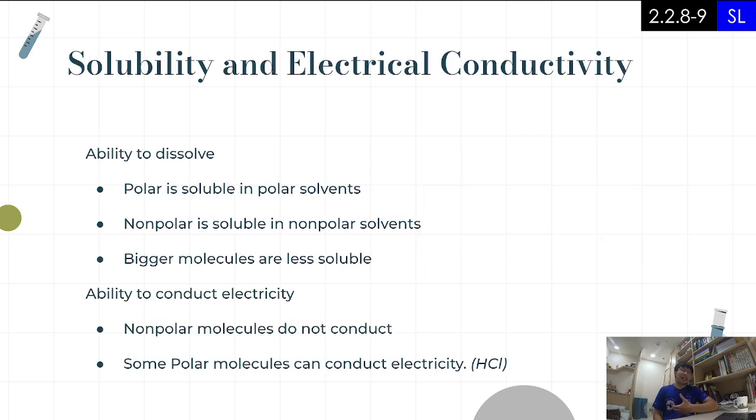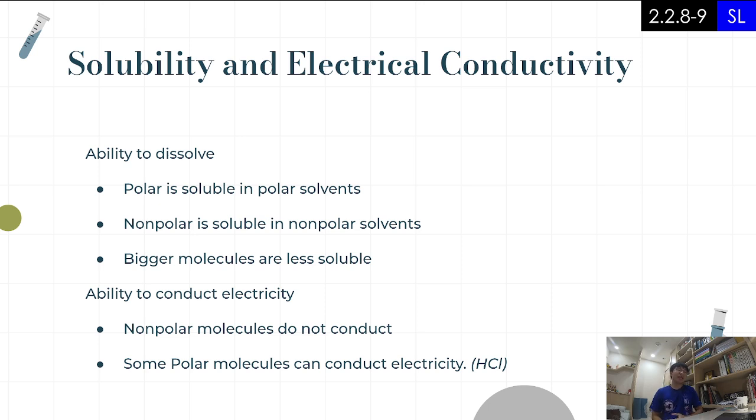About solubility and electrical conductivity: polar molecules are more soluble in polar solvents, and nonpolar molecules are soluble in nonpolar solvents. On the opposite side, polar molecules are not really soluble in nonpolar solvents, and nonpolar molecules are not as soluble in polar solvents. Bigger molecules or giant molecules are slightly less soluble.